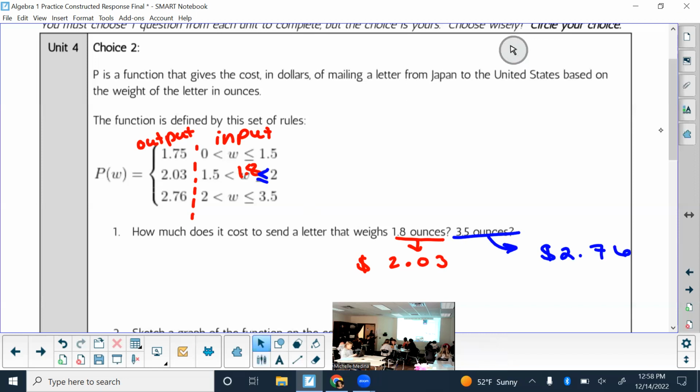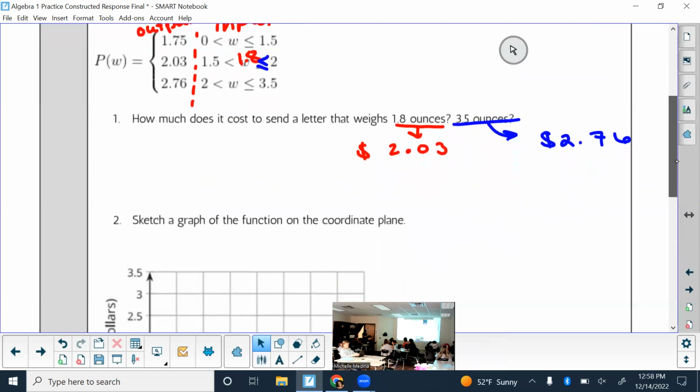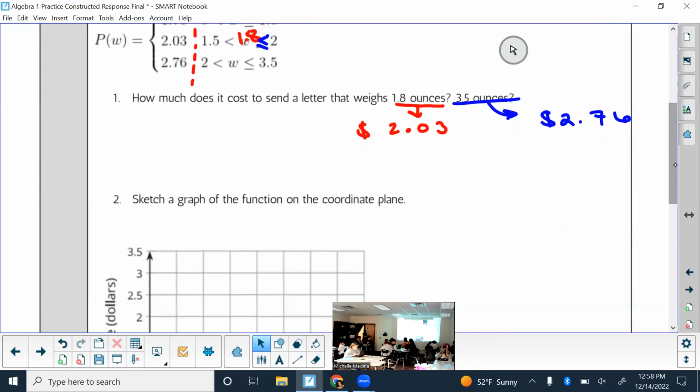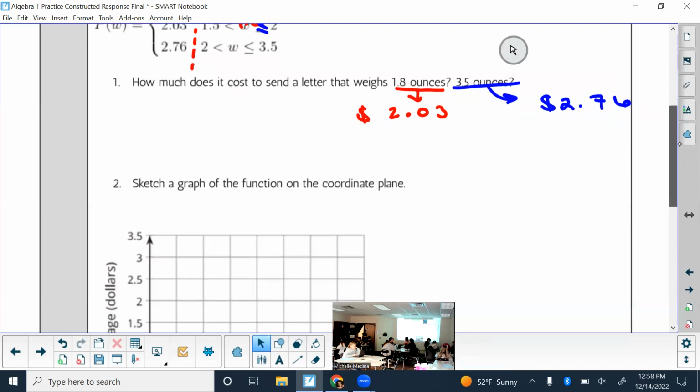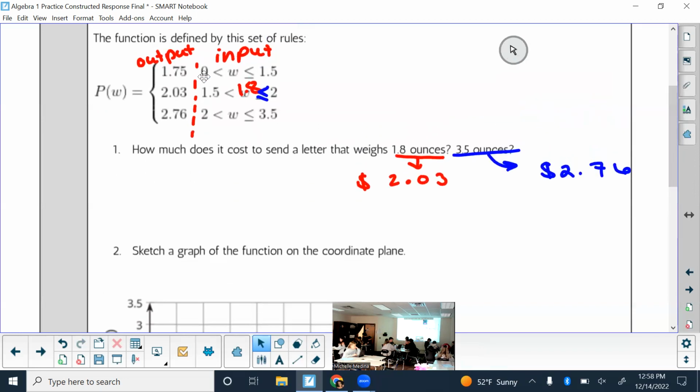So then, scrolling down, it says sketch a graph of the function on the coordinate plane. So that should look like the one from your test. Hopefully you got it right. Or I'll show you how to do it right now. So it starts, like my first range is 0 to 1.5. But when is it exactly 0?